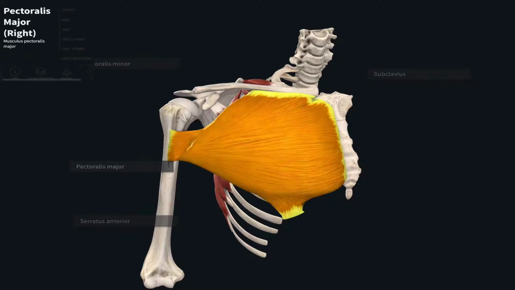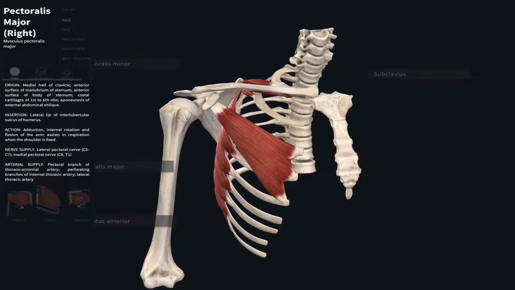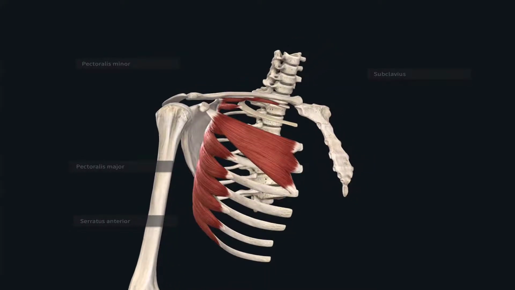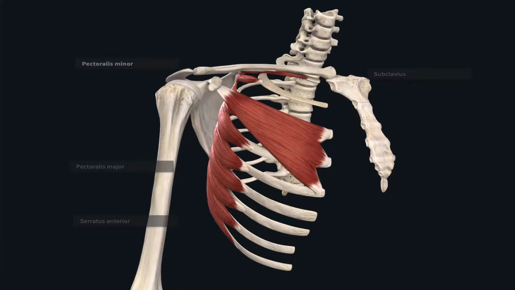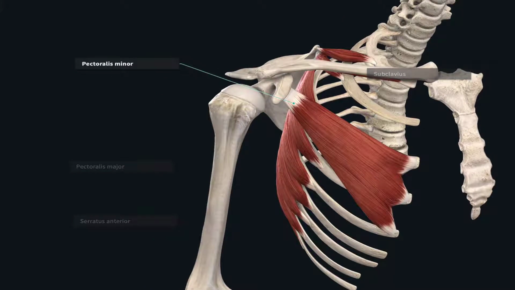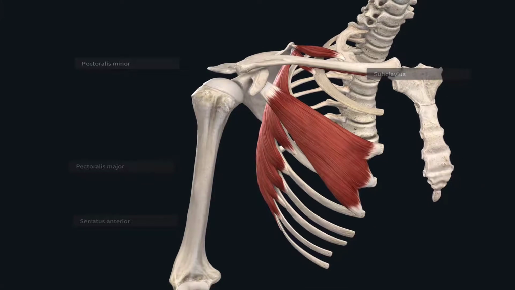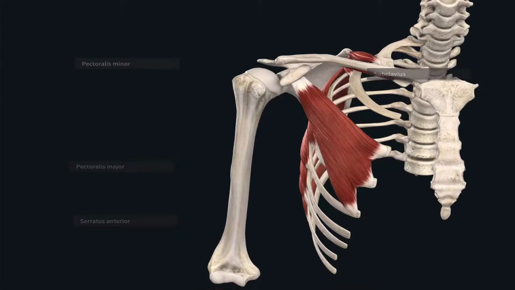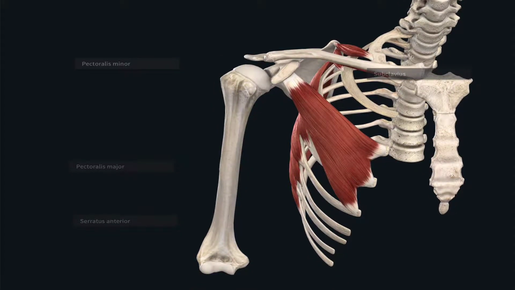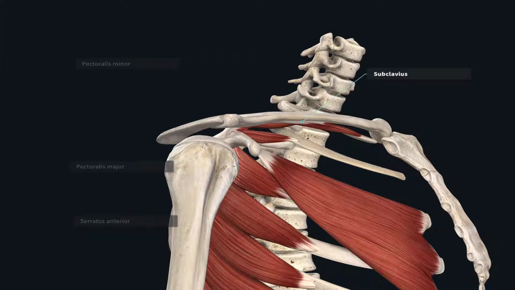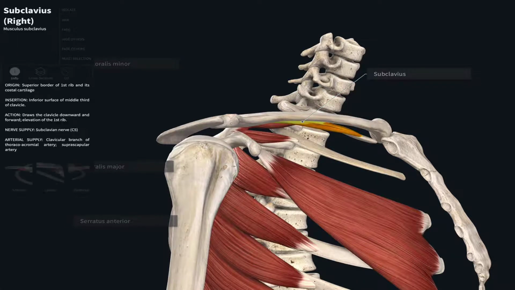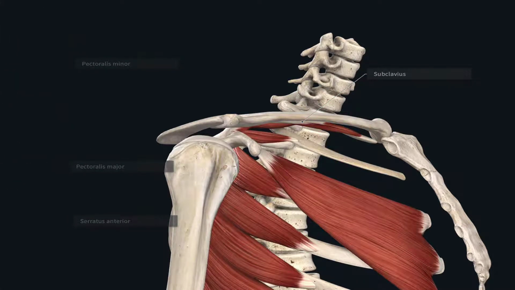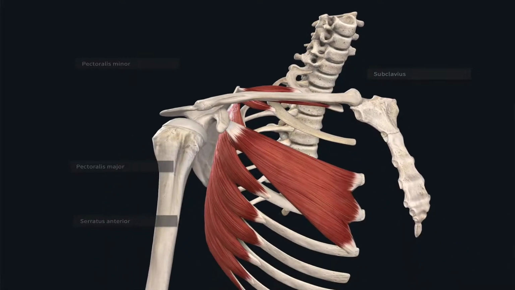If we hide the pectoralis major, we can see the other three muscles more clearly, including the pectoralis minor, which is going to be positioned deep to pectoralis major and attach from our second, third, and fourth, or in some cases the fifth ribs, up to the coracoid process of the scapula. Inferior to the clavicle, we see the small subclavius muscle. This small muscle is going to assist in pulling down our shoulder by pulling down on the clavicle.